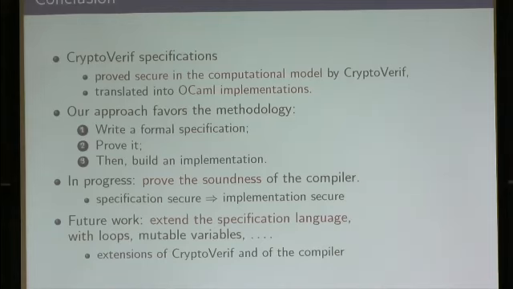So what is in progress is to do the proof of this compiler, because obviously right now we proved the specification, but the compiler is not proved correct. So this is in progress. We have done a good part of it, but we need to finish that. And some extensions of the specification language would also be useful. So for example, to use protocols with loops, with mutable variables in the middle, and so on. To do that, we need to extend both CryptoVerif itself to handle these features and also our compiler.